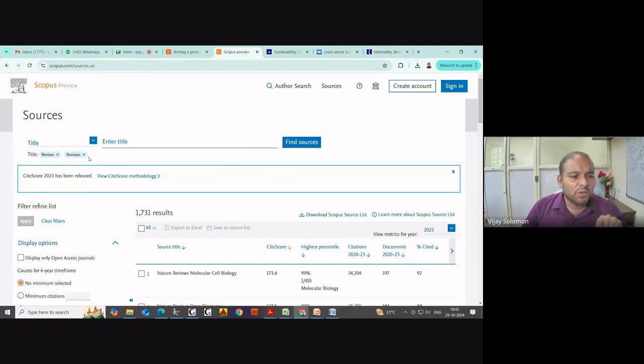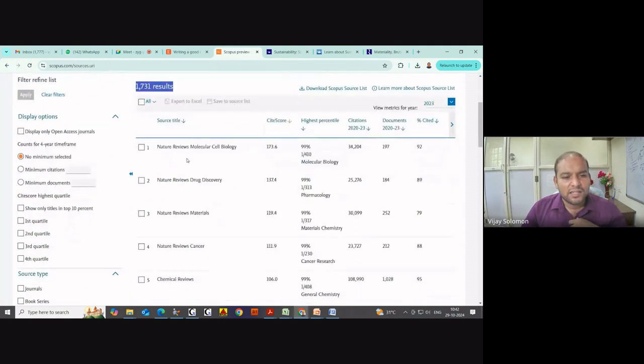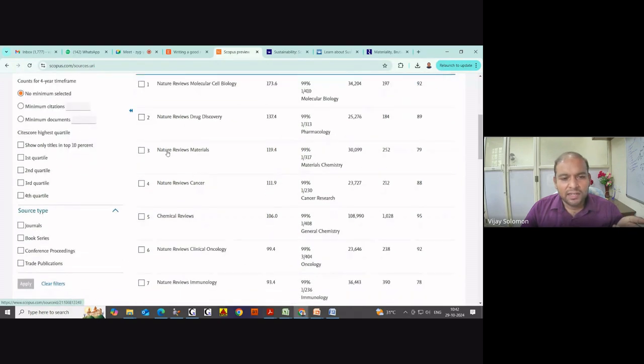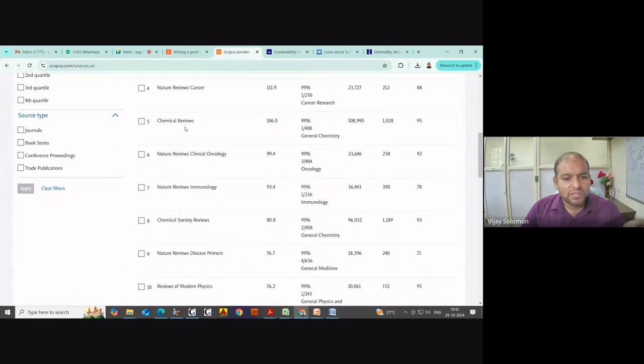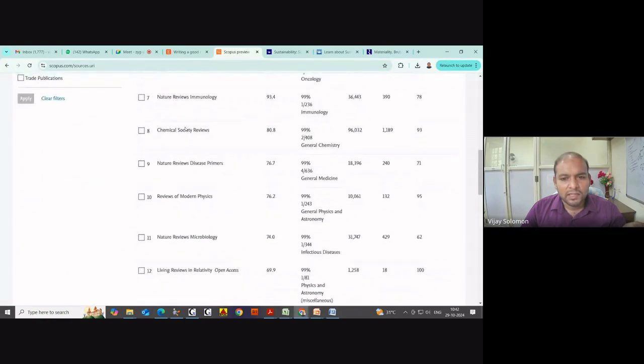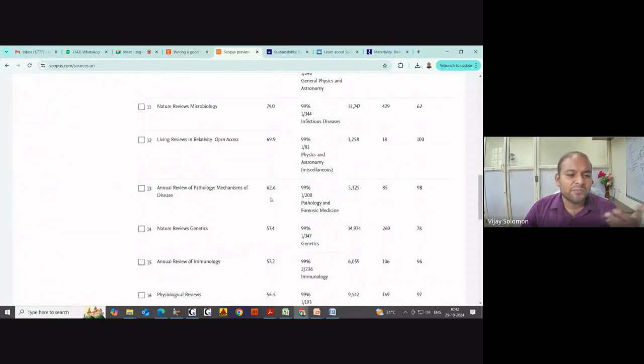Now if you look at that, with the keywords review and reviews, 1,731 journals out of 46,000 are exclusively devoted towards reviews. Look at that: Nature Reviews Molecular Cell Biology, Nature Reviews Drug Discovery, Nature Reviews Materials, Nature Reviews Cancer, Chemical Reviews, and so on. These are the top journals because of their CiteScore. The higher the CiteScore, the greater the journal in terms of popularity.